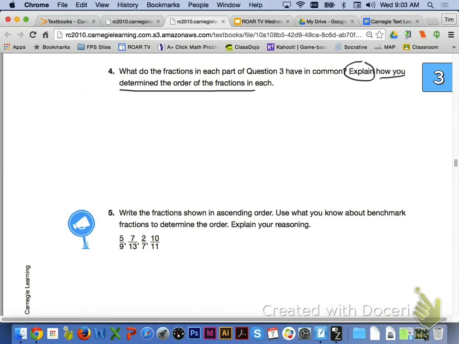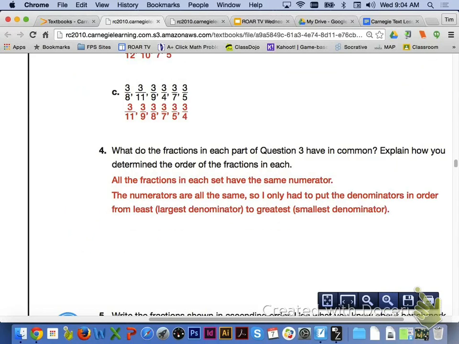Number 4 says, what do the fractions in each part of question 3 have in common, and explain how you determine the order of the fractions in each. So please discuss that and answer with your group members. Hopefully you notice that all of the fractions in each set have the same numerator. When the numerators are all the same, all you have to do is put the denominators in order from least to greatest in order to put those fractions in ascending order.